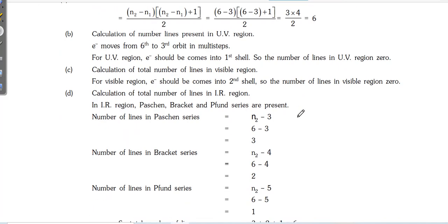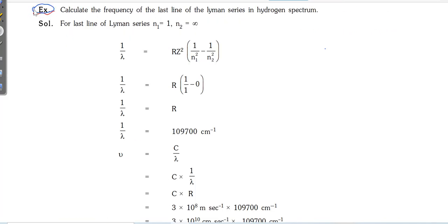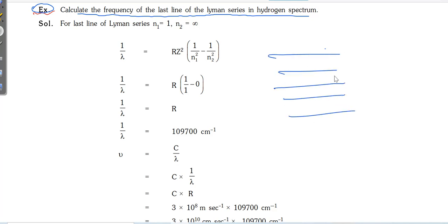Then next, calculate the frequency of the last line of the Lyman series in hydrogen spectrum. Where is the Lyman series? It is the first shell. Okay? These are the shells. N equal to 1. It is the first shell. What is asking here? Lyman series. Calculate the frequency of the last line. So first line means here. Second line is this one. Third line is this one. Fourth line is this one. Last line means it is coming from infinity. It is coming from infinity to first.